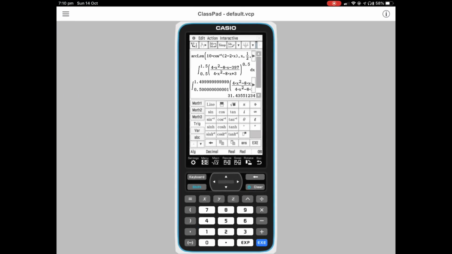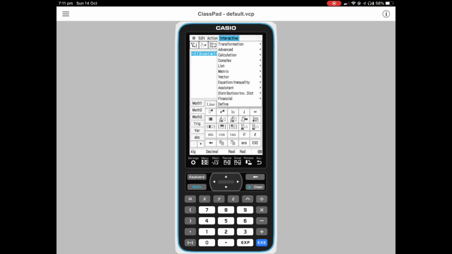What could we do? We could try use the inverse. So, what was our inverse again? We could integrate negative 1/2 cos of x plus 1. That was that inverse, wasn't it?